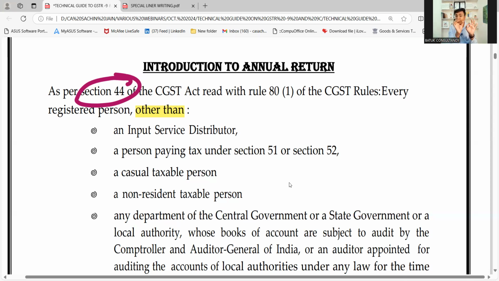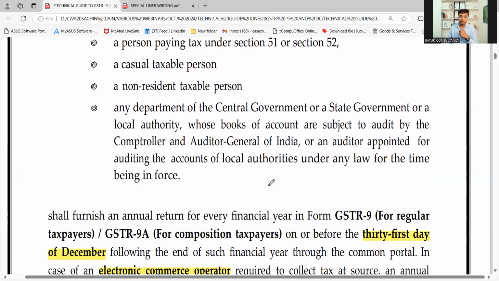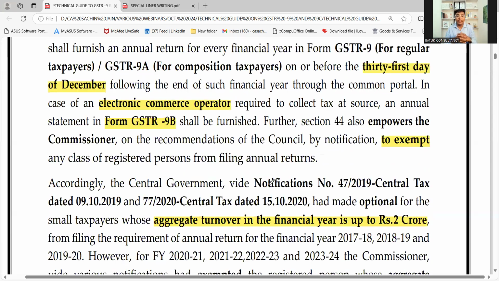I am not using the word GSTR 9, I am using the words annual return, so that we can easily link it. The composition person also has to file the annual return. The e-commerce operator also has to file the annual return. The regular taxpayer also has to file the annual return. Now, for the regular person, the annual return is filed in GSTR 9. For the composition dealer, the annual return is filed in GSTR 4. And for the e-commerce operator, the annual return is filed in GSTR 9B.